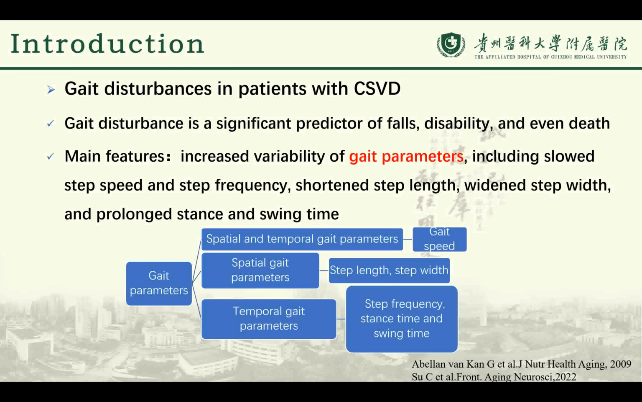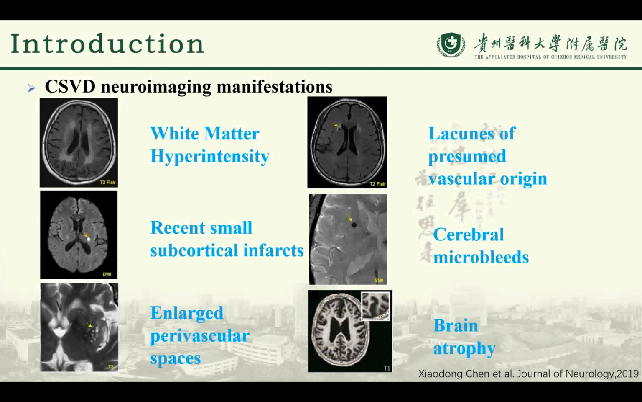However, quantitative gait parameters, including spatial and temporal gait parameters, are difficult to obtain for some clinical doctors. Therefore, it is necessary to identify relevant information that can infer gait disturbance in patients with CSVD. CSVD is commonly ascribed to a series of neuroimaging manifestations, consisting of recent small subcortical infarcts, lacunes, white matter hyperintensity, or WMH, cerebral microbleeds, enlarged perivascular space, and brain atrophy.